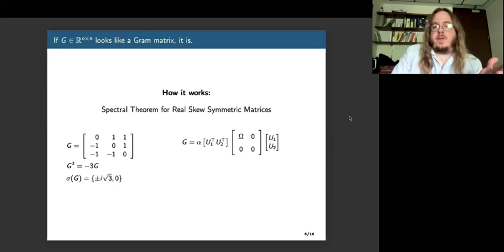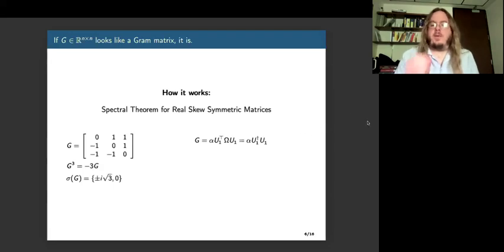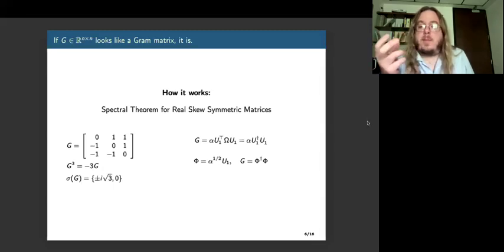But now that I have this, I'm just going to do block matrix multiplication here, and this is what I have. So I can write G as alpha times U1 transpose omega U1. And this right equality I haven't really told you about, but in fact, this U1 dagger is equal to U1 transpose omega. And I won't tell you exactly why, but this is the case. And what that allows me to say is that if I set phi equal to the square root of alpha times U1, then G is in fact the Gram matrix of phi, the symplectic Gram matrix of phi.